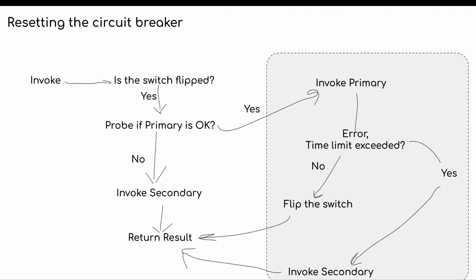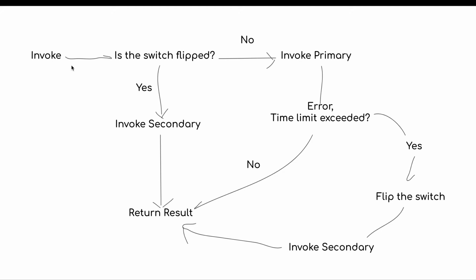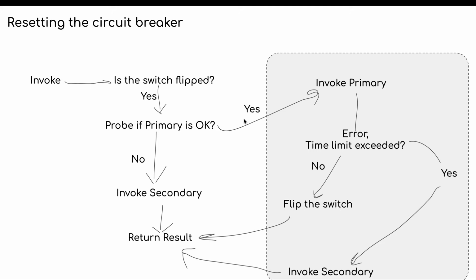Now we don't want to keep on invoking the secondary for all the calls. At some point we want to check if the primary is still at fault. So we need a way to reset the circuit breaker. So let's consider that flow. Assuming that the switch has been flipped, now we introduce a new check. The decision is, do we want to now probe if the primary is okay? If we decide that we don't want to probe and we want to continue invoking the secondary, we just invoke the secondary and return the result.